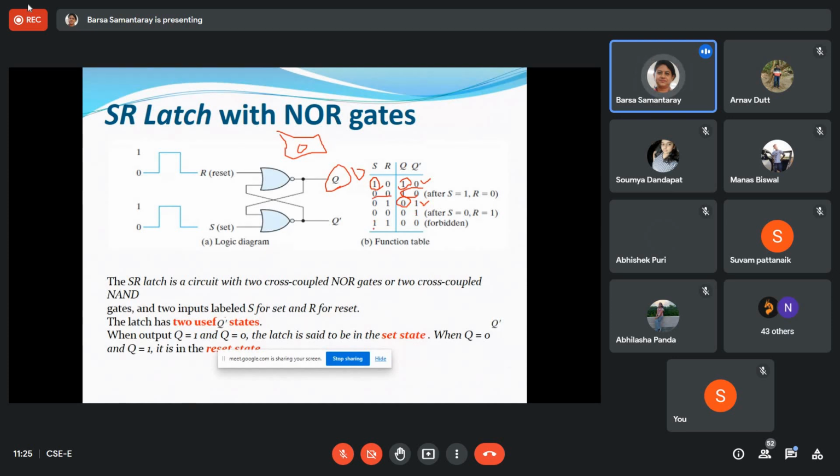Okay, but when both the inputs change to 1 and 1, this condition is not satisfying, because we require that Q and Q dash should be complementing each other. But when both inputs are 1, 1, both outputs come as 0, which is a forbidden state or invalid state. Okay, so this one is known as the SR latch with NOR gates.